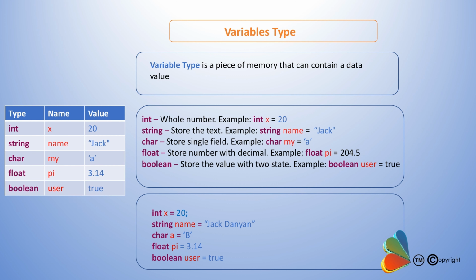Variables type. A variable type is a piece of memory that can contain a data value. Integer, or int, stores a whole number. String stores text. Char stores a single field. Float stores a number with decimals. Boolean stores a value with two states.